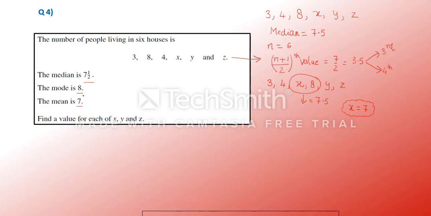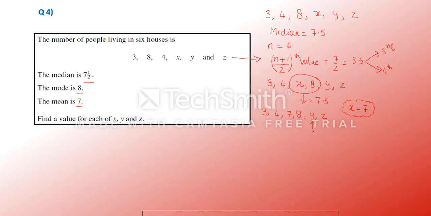We also know that the mode has a value 8. Looking at this data set, it is possible for the mode to be 8 only if the value of 8 is repeated. Let me first rewrite this data set in the light of the fact that the value of x is 7. So this becomes 3, 4, 7, 8, y and z. Since the value 8 needs to be repeated in order for it to become the mode of the data, the position at which it can be repeated is y, because this data is arranged data.